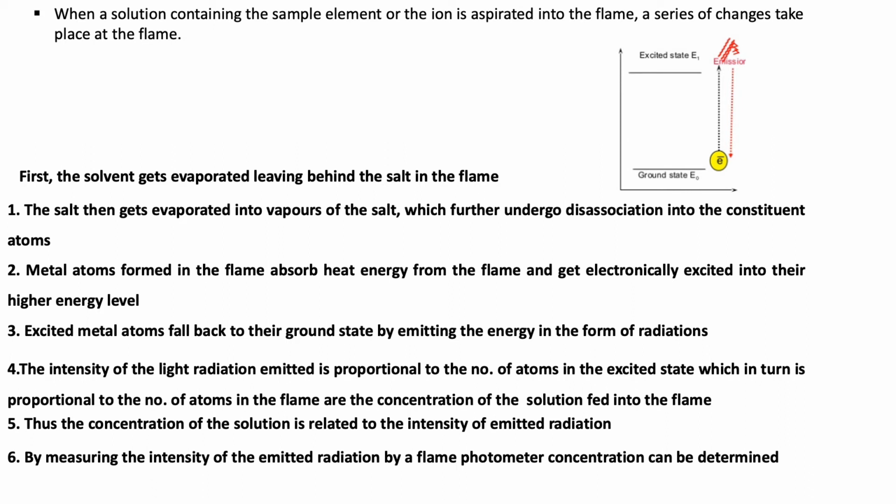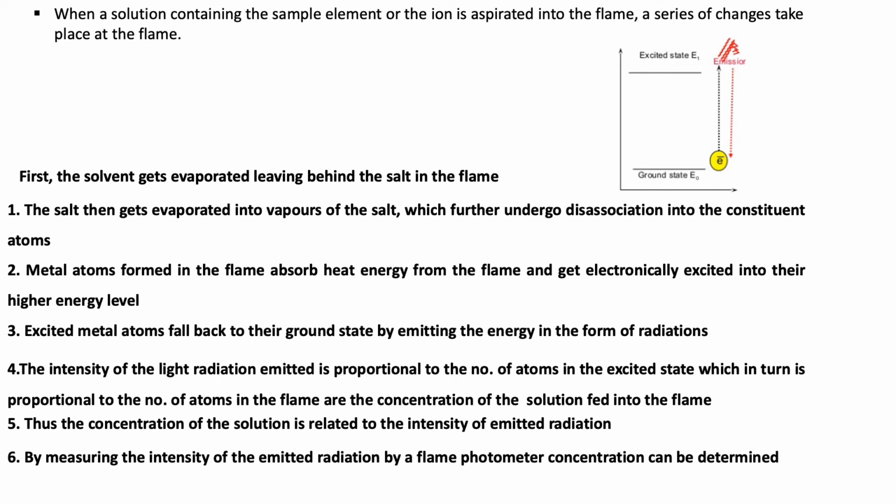Then the metal atoms formed in the flame absorb heat energy from the flame and get electronically excited to a higher energy level, as I explained in the last slide. So the reduced metal atoms absorb heat energy in the form of photons. The energy from the photons is transferred to the electrons, and these electrons are excited from their ground state to the excited state, as we discussed in the last slide. Then the excited metal atoms fall back to their ground state by emitting the energy in the form of radiation, as I told in the last slide.